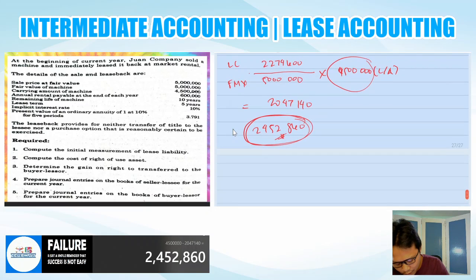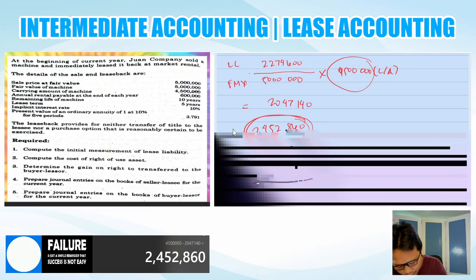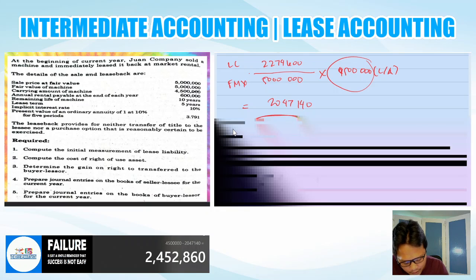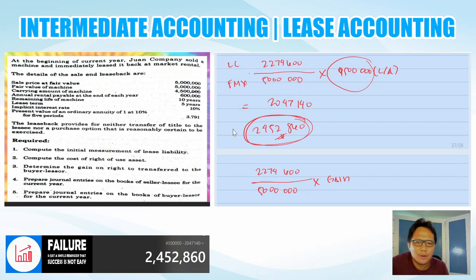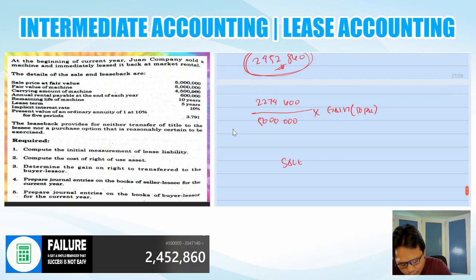So how are we going to compute that? Simple. Your lease liability again, 2,274,600 over your fair market value, multiplied by the total gain. The total gain is computed as the sales, which is always equivalent to your fair market value at 5 million, less the cost, or the carrying amount of 4,500,000, as we computed earlier. That was a gain of 500,000.